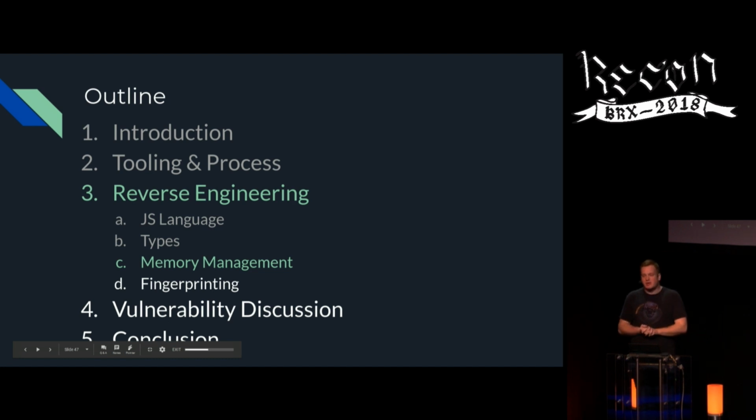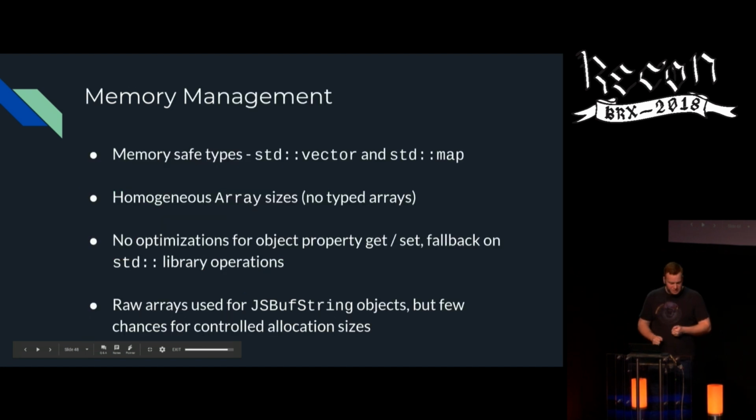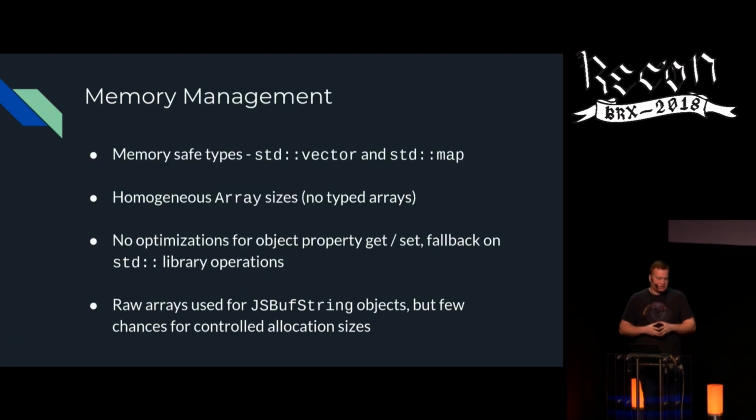Now to move into talking about memory management and how that's implemented within the engine, so the actual storage and heaps and things like that. In general, I found that the engine used memory safe types, basically standard vector and standard map. They weren't really falling back on raw arrays or just mallocing raw chunks of memory, as you might see in a web browser. They're really falling back on these standard types, which have some implicit safety. You can't access beyond the length of a vector. It'll throw an exception, for example.